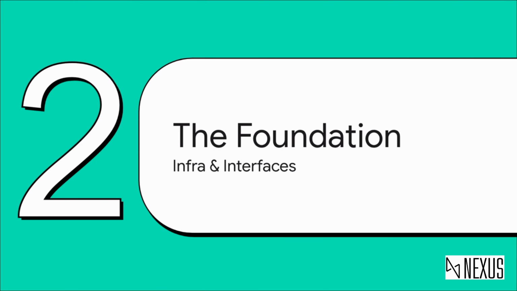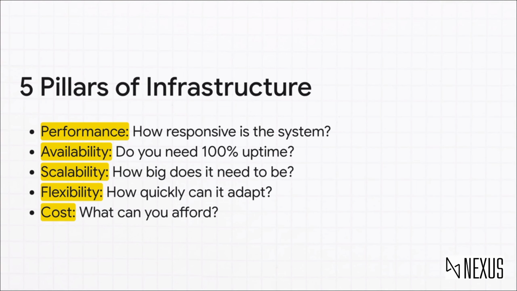So let's start building. We're going to start at the bottom with the foundation. This is the infrastructure and the interfaces. And let me tell you, if you get this part wrong, the whole thing comes crashing down. It's absolutely non-negotiable. When you're designing this foundation, you're playing a constant balancing act between these 5 pillars.